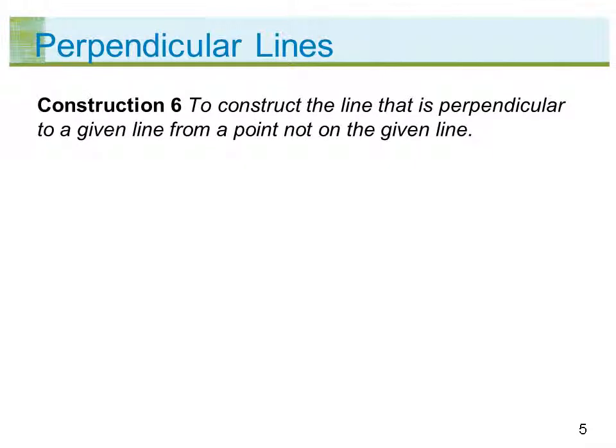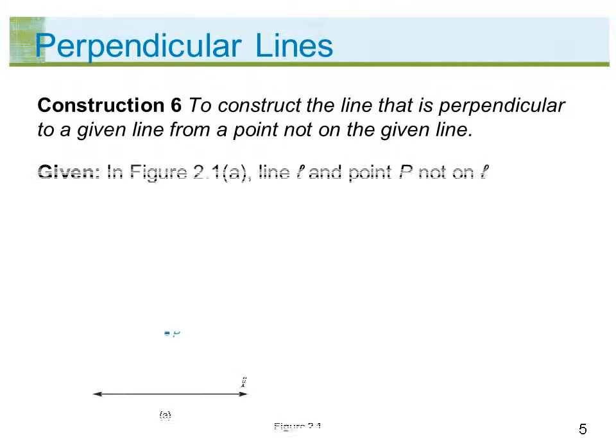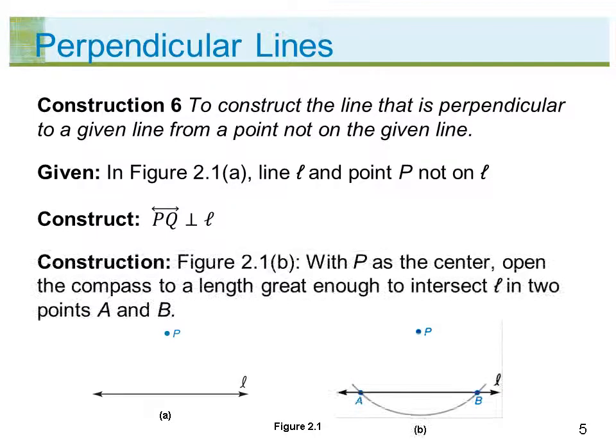Construction 6. To construct the line that is perpendicular to a given line from a point not on the given line. Given, in Figure 2.1a, line L and point P not on line L. Construct line PQ perpendicular to line L. Construction, Figure 2.1b. With P as the center, open the compass to a length great enough to intersect line L in 2 points, A and B.